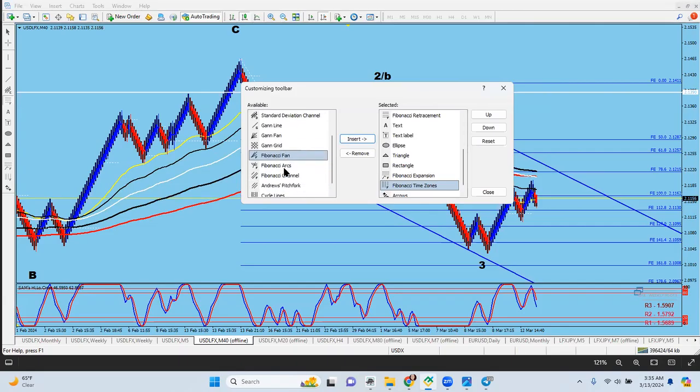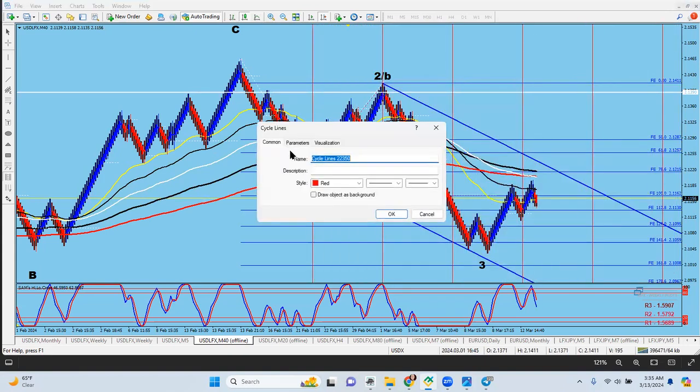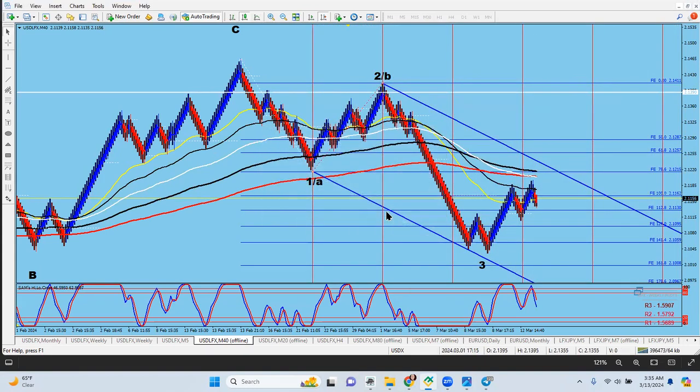And is that the one, or no? Actually, this one I want. This tool, cycle line, and then I have it here, right? So what I will do is I'll take this, and then you see from here to here, right? This is the one cycle. This is a distance, right? So wave 4 should be bigger than that.